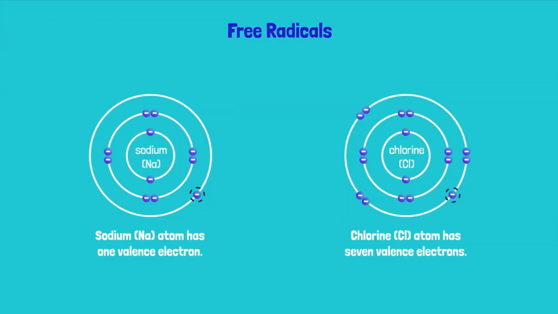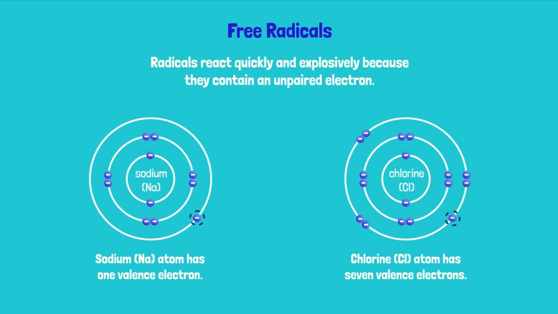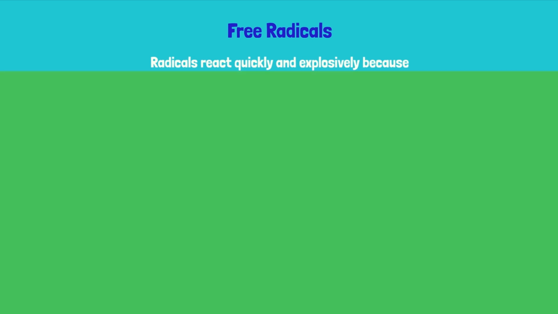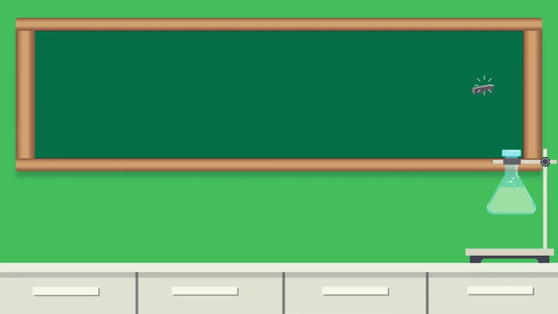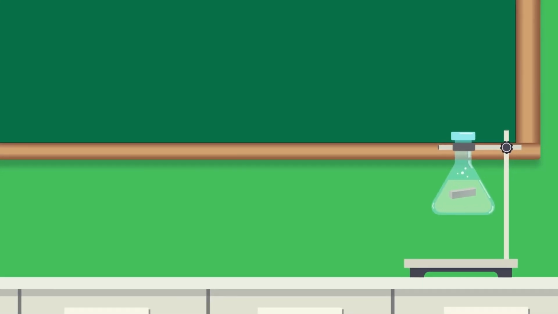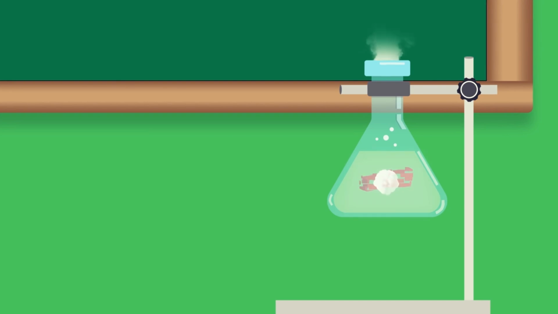They are called radicals because they tend to react quickly and sometimes explosively to complete their electron pairs. This explains the explosive chemical reaction between sodium and water mentioned earlier.